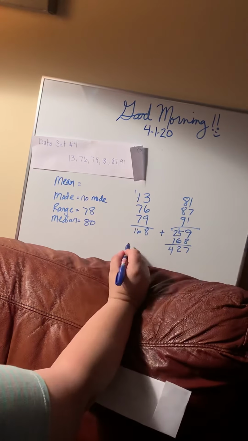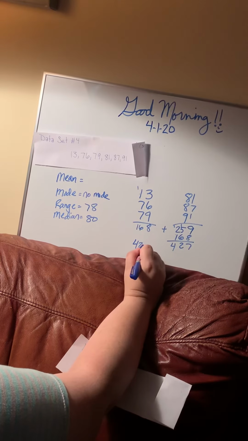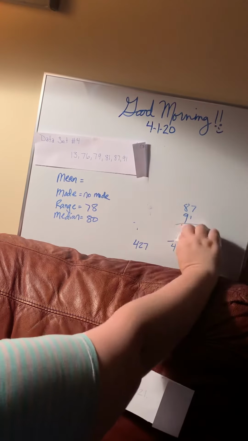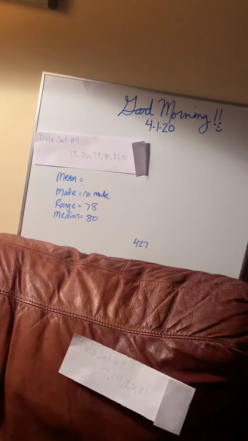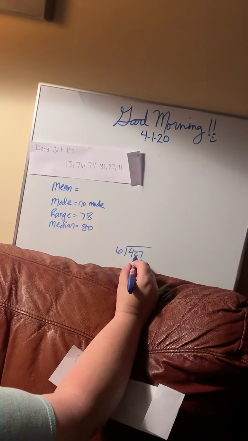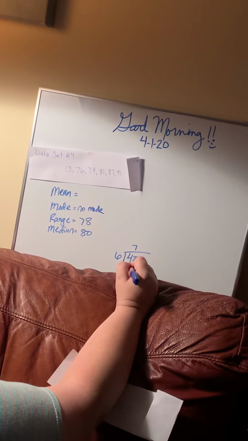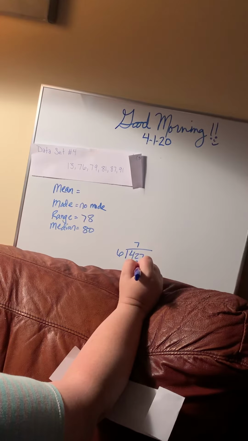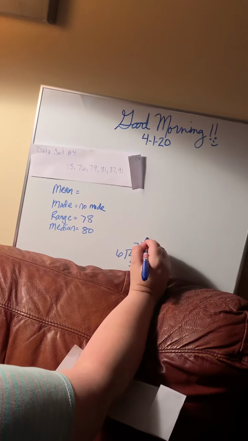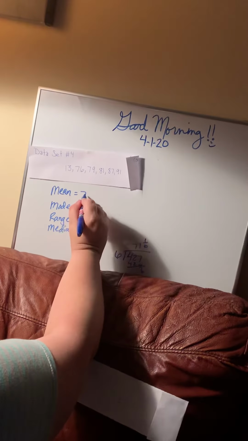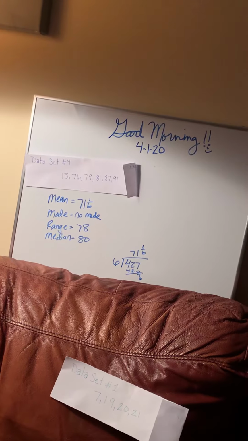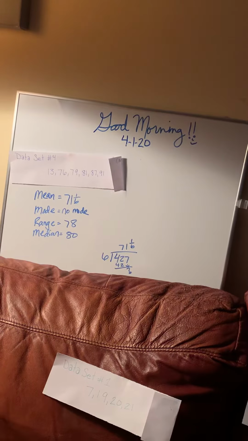So, all together, I have 427. How many numbers did I add up? I added up 3 and 3, which is 6. So I'm going to divide by 6. How many times will 6 go into 42? 7. 7 times 6 is 42. How many times will 6 go into 7? 1 time, with 1 left over. So 71 and 1/6 is your answer. Okay. All right. Okay.